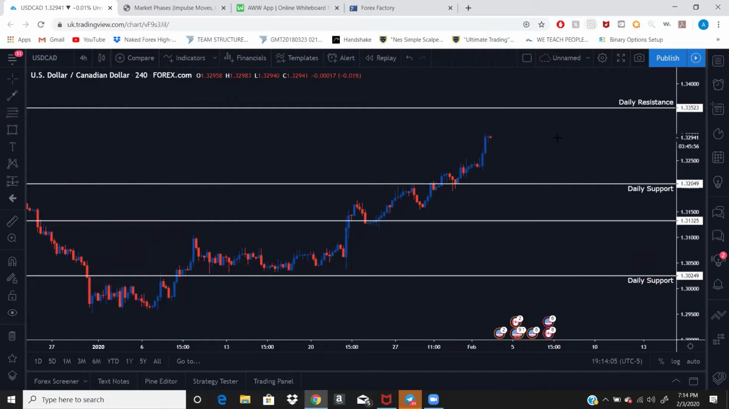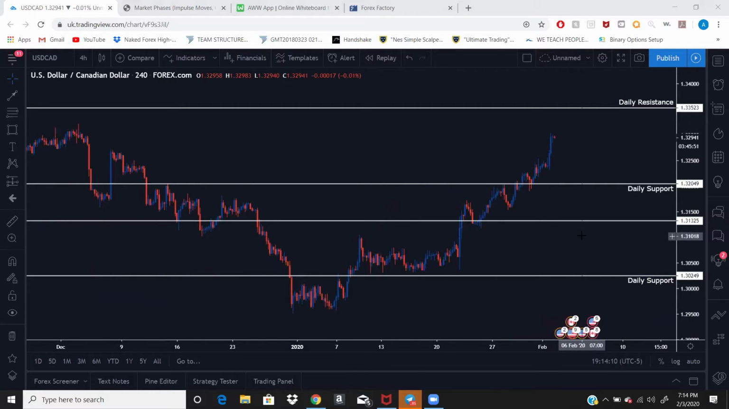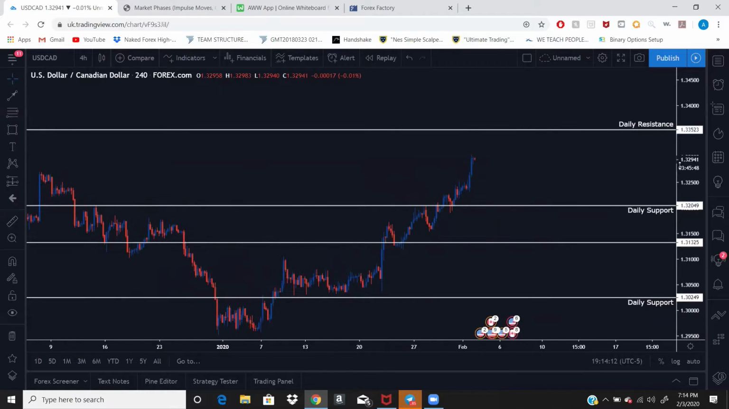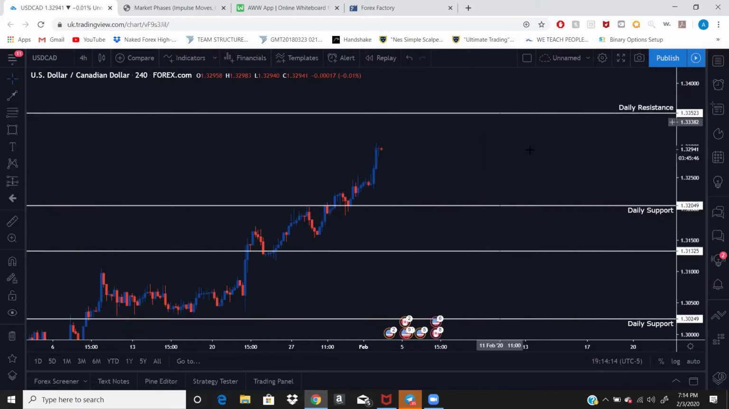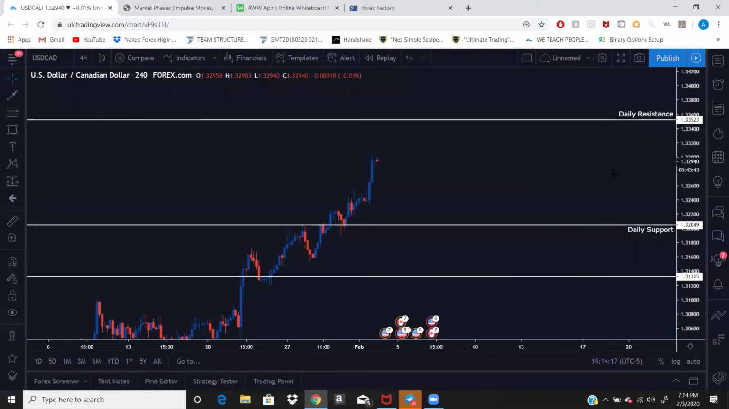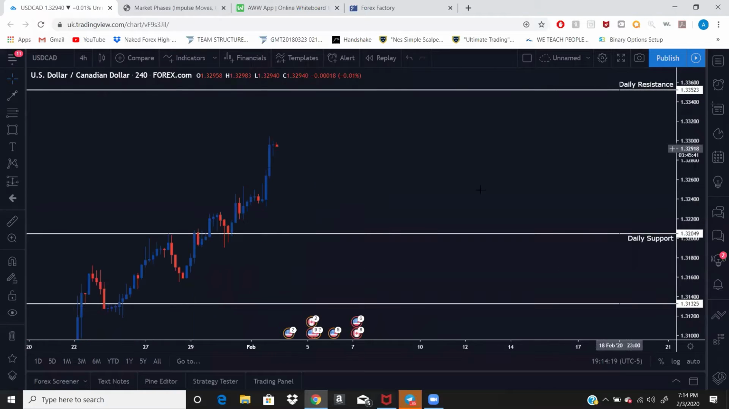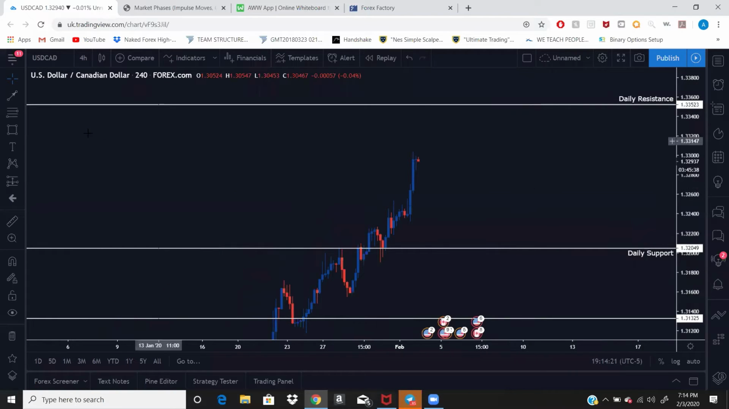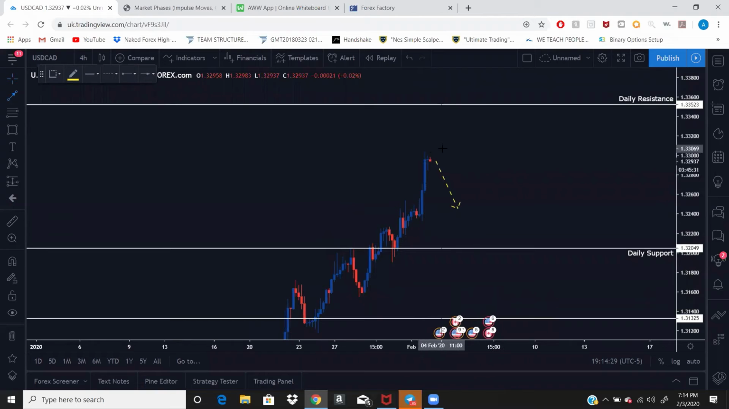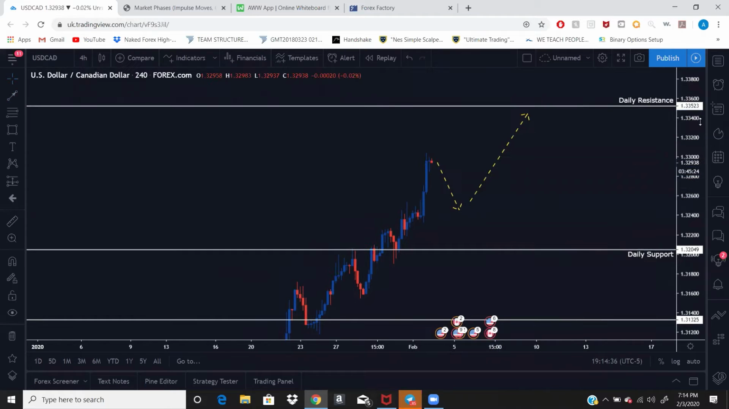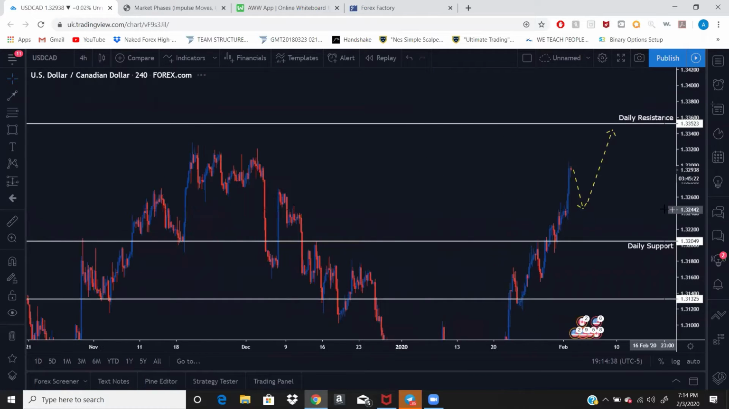USD CAD was... Frederick, I definitely see USD CAD completing this push to the daily resistance at 1.33523. However, I wouldn't be surprised if we get some retrace here, or pullback, however you like to refer to it. I don't think it will just go straight up there. I think we're gonna get a pullback and then push up to test that resistance.